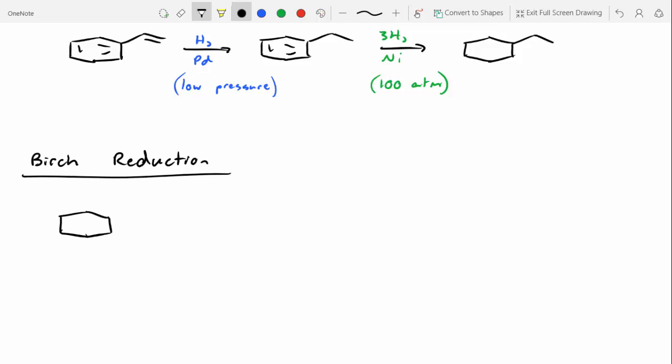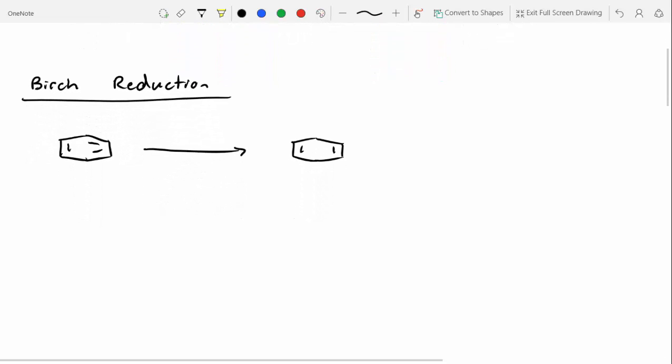With the Birch reduction, instead of reducing all of the pi bonds, it will just do a 2-electron reduction. And in order to do this, we have sodium. And what does that little circle mean in the top? Elemental, right? So it's not a sodium ion, it's elemental sodium. It's the metal. We have methanol. And we have ammonia.